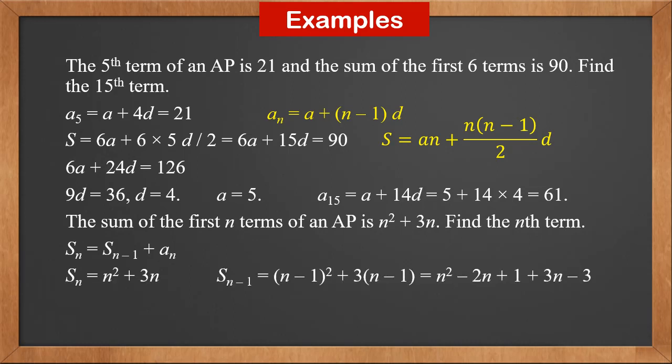Sn is n squared plus 3n. Sn minus 1 is n minus 1 squared plus 3 times n minus 1. This is n squared minus 2n plus 1 plus 3n minus 3. Therefore, an is n squared plus 3n minus n squared plus 2n minus 1 minus 3n plus 3. It is 2n plus 2.